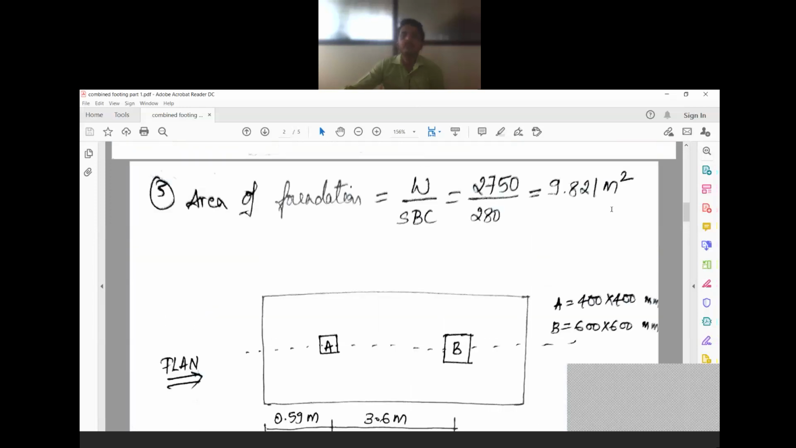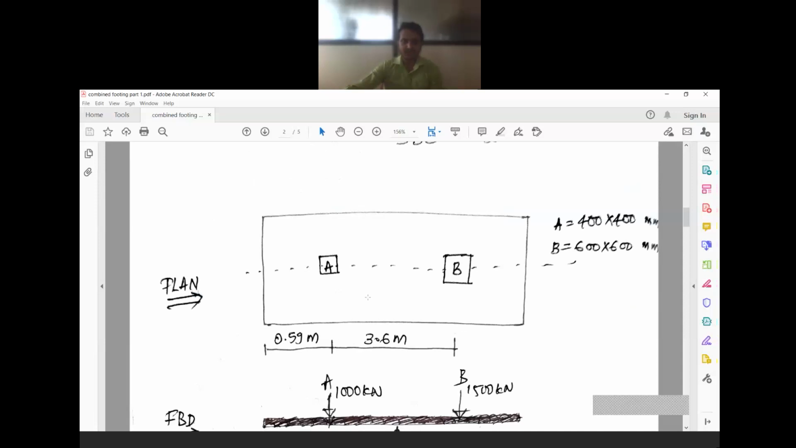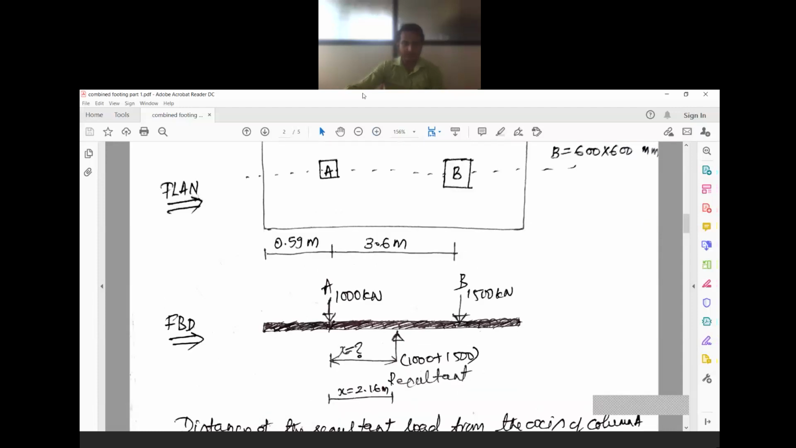From this 9.821 meter square we have obtained, which is the area of foundation. From this area of foundation, we have to calculate the dimensions of the foundation. See, in the question, they have given the projection length. From the axis of column A to the edge of the foundation, the distance is 590 mm, that is 0.59 meter. So 0.59 meter, this is what they have given in the question. And these two columns are 3.6 meter apart. But we don't know what is the total length of the foundation. That is what we need to calculate.